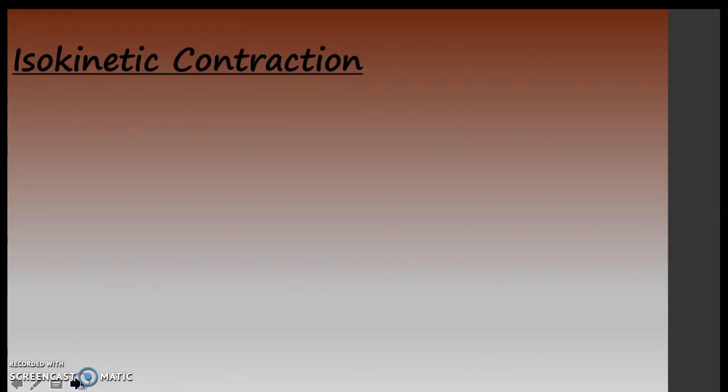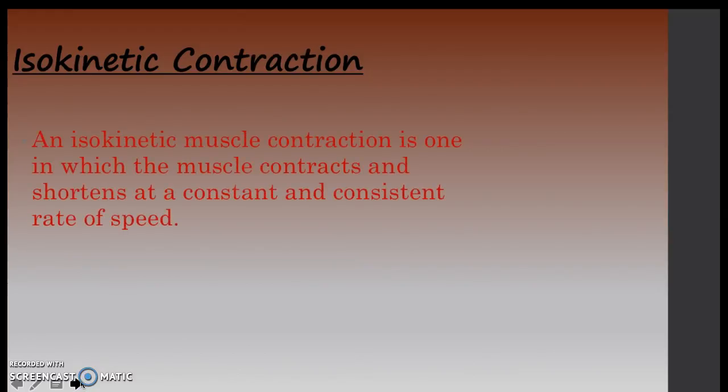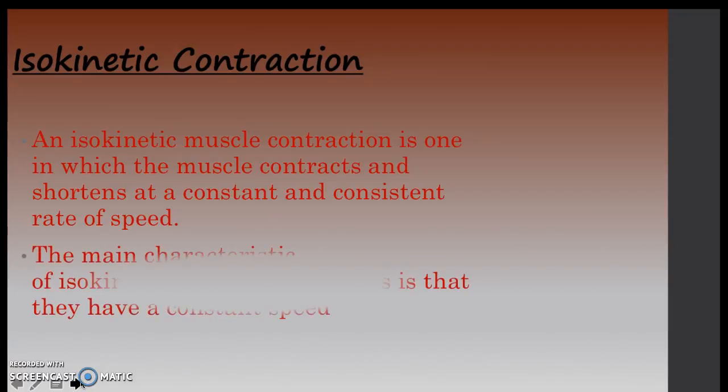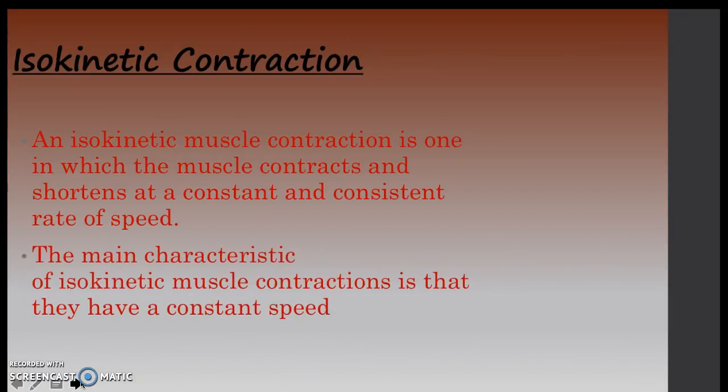And the last muscle contraction is called isokinetic contraction. So an isokinetic muscle contraction is one in which the muscle contracts and shortens at a constant and consistent rate of speed. The main characteristic of an isokinetic muscle contraction is that they have a constant speed. So there is no change in length of the muscle, and there is also no movement at any of the joints. But the muscle fibres still fire.